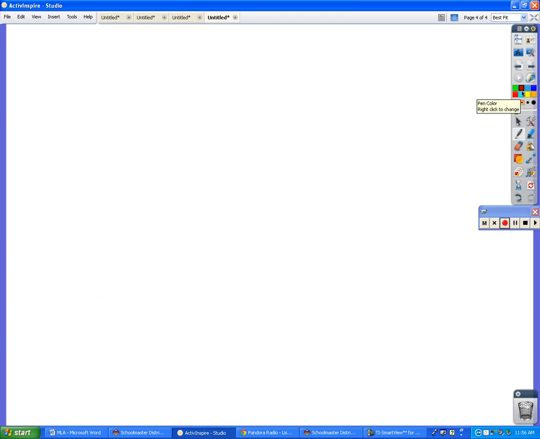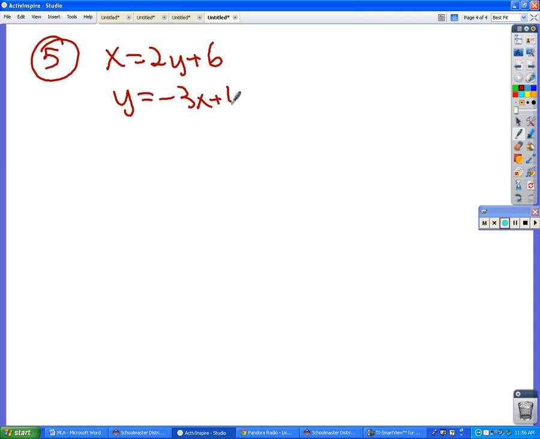Okay, number 5. Same thing again. You got an x equals and you got a y equals, so we're going to go substitution here. Do you want to take this and substitute it into this x? Or do you want to take this and substitute it into that y? The x. Okay, so I'm going to go y equals -3 times, since x equals 2y plus 6, I'm going to replace the x with 2y plus 6.